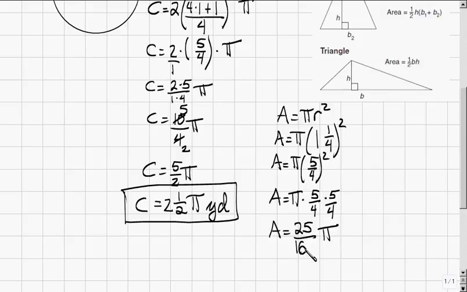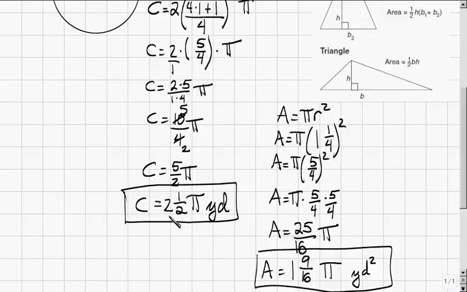Again, let's convert 25/16 back to a mixed number. To do that, 16 divides into 25 one whole time, with a remainder of 9 left over out of 16, what we are dividing by. We'll write our pi again, and so our area, which represents the material inside the circle, would have an area of 1 9/16 pi square yards, since we measure area as square units.